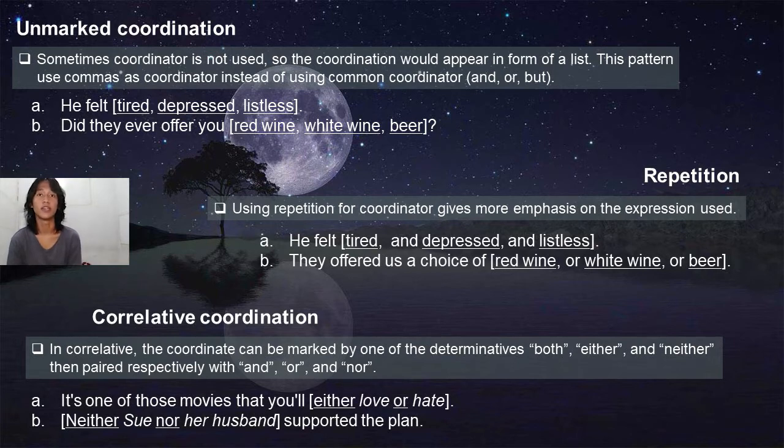It's one of those movies that you will either love or hate. The next example, neither Sue nor her husband supported the plan. So it is basically correlative words. When you use either, you have to use or, because it is the order. When you use neither, you have to use nor, because the meaning will be different if you use neither and or. It is also grammatically incorrect.